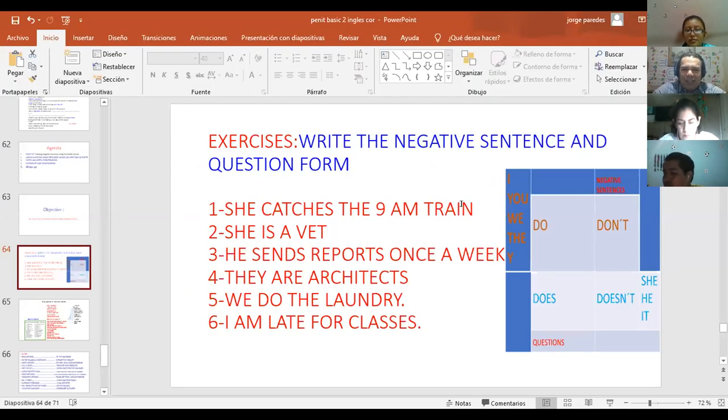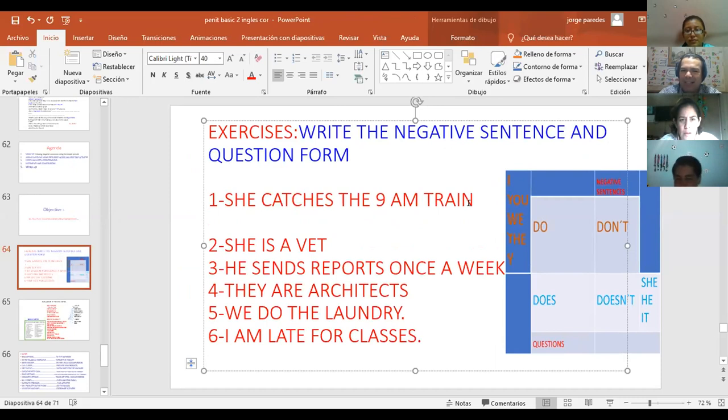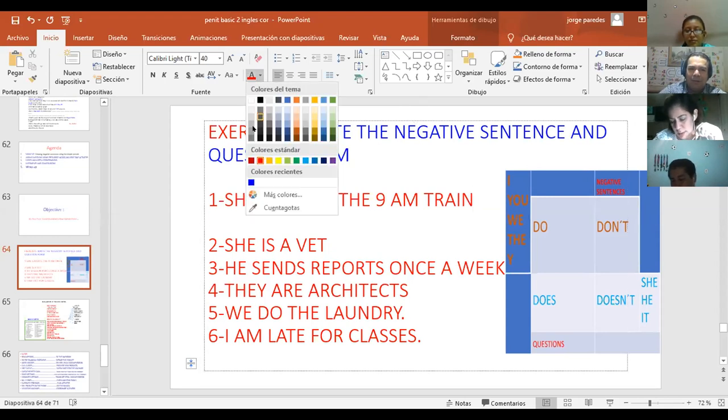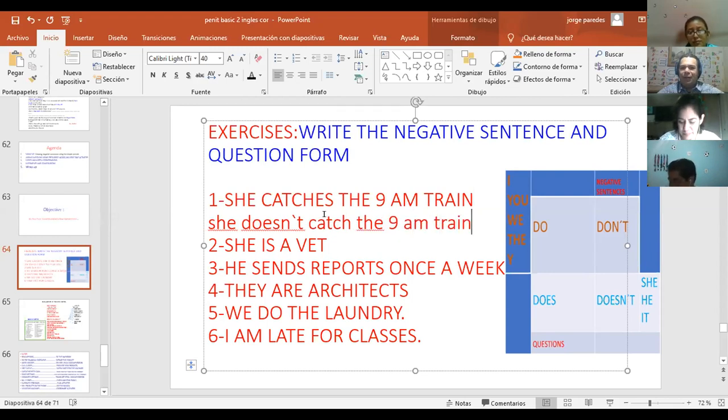So number one, she catches the 9 a.m. train. Number one, vamos, Alicia, negative. She doesn't catch the 9 a.m. train. Perfect. She doesn't catch the 9 a.m. train. That's good.